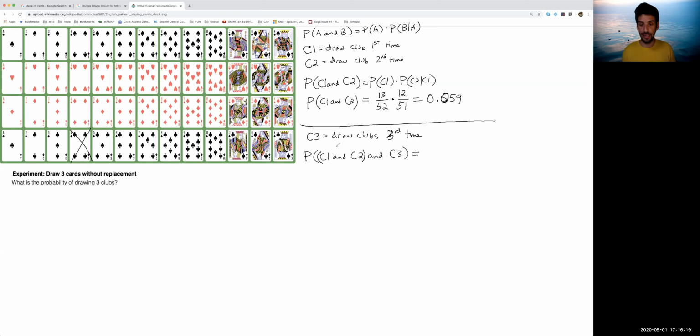So in here, I'm thinking of this whole thing, C1 and C2, as my event A. It's this thing, and this is my event B. So this becomes the probability of C1 and C2. That's the probability of A, times the probability of C3 given C1 and C2.